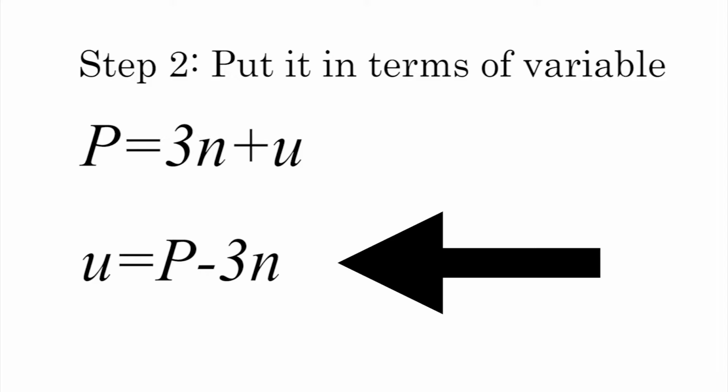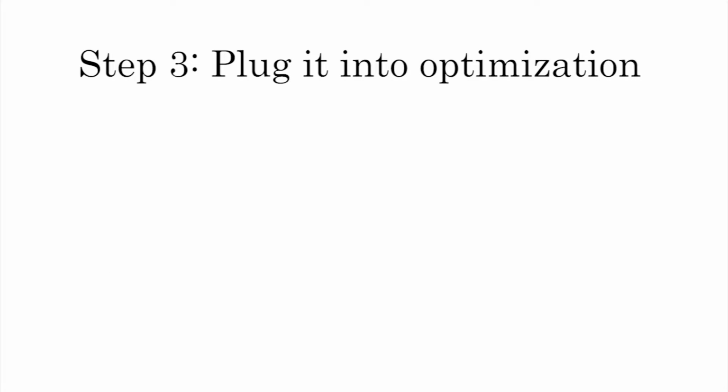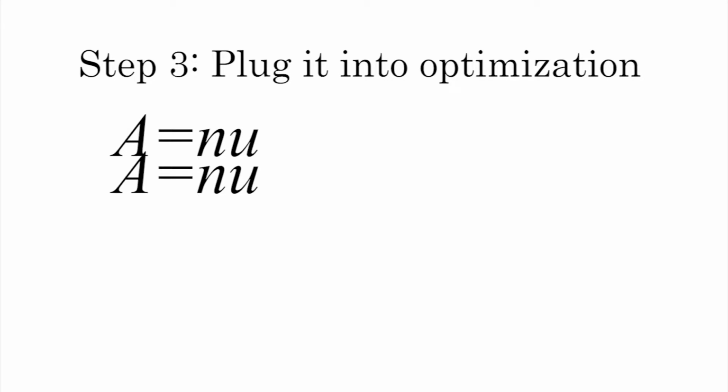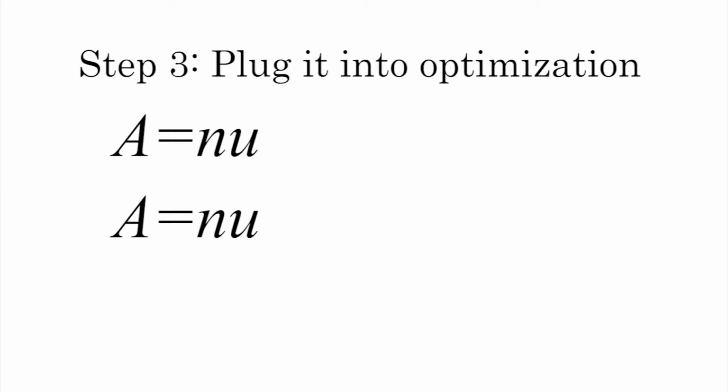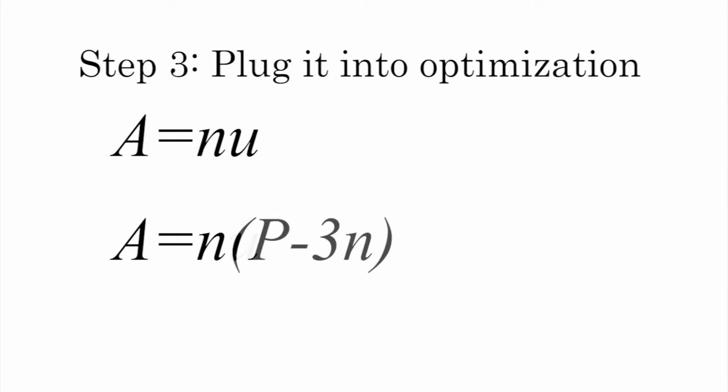Why? Well, now that we have an equation that defines one of the variables, we can plug it back into the original equation that the question asked for. Say, area equals n times u. If we solve the relation equation for u, we can just replace the u's in the function, and suddenly there's only 2 terms in the original function, p and n.